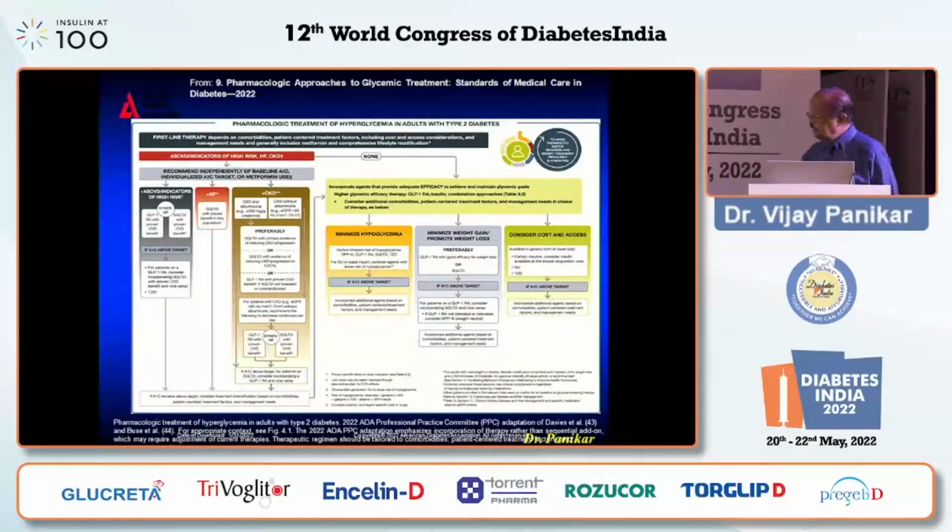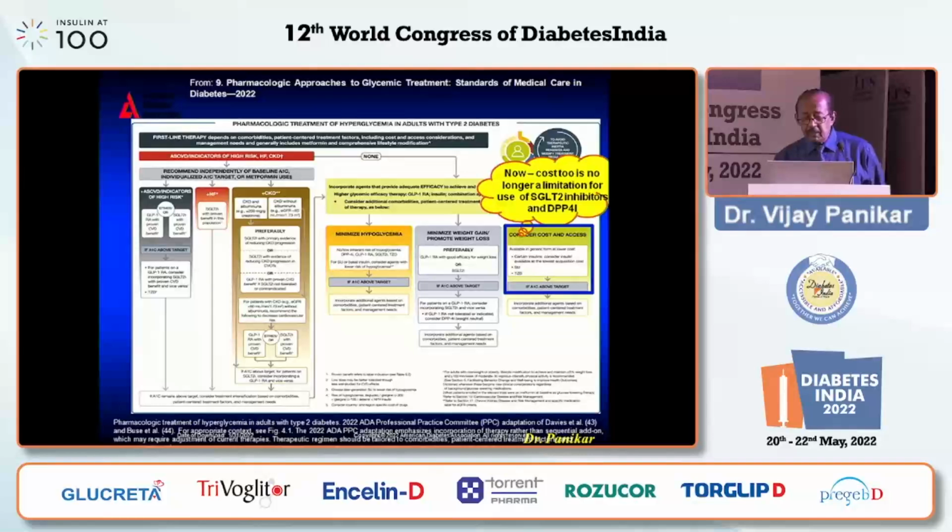Now the next, what they say is, if cost is a factor, then after metformin, use sulfonylurea and a glitazone. Now India is a poor country. Only 2% of Indians pay income tax. Only 2%. And how many can afford the fancy prices? So sulfonylurea, metformin. But today the scenes have changed. Now cost too is no longer a limitation for DPP-4 and SGLT2.